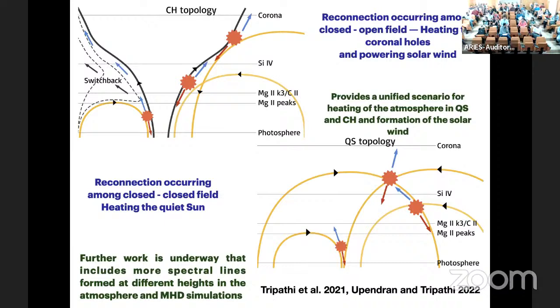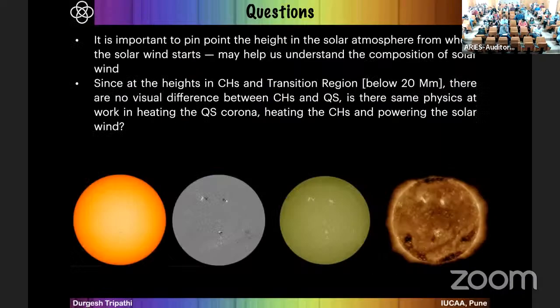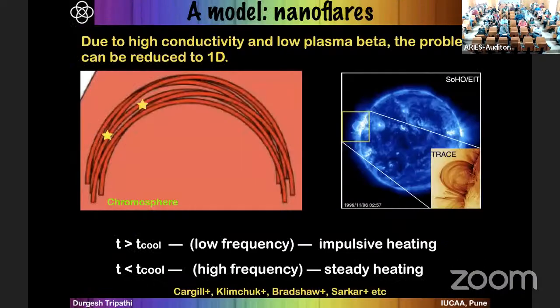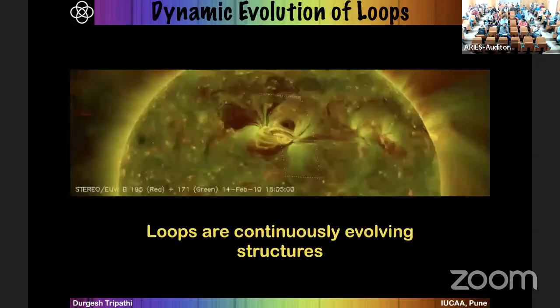Sir, I have a question regarding this figure where you have shown the photosphere, chromosphere, and the corona. In the coronal region, the density is decreasing abruptly and the temperature is rising abruptly. But in the chromosphere region, the density profile is decreasing continuously, but the temperature is almost constant. So why is this so?